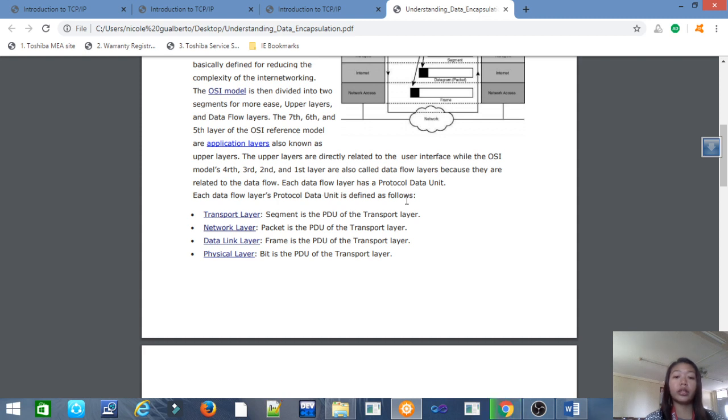Each data flow layer has a protocol data unit, and each data flow layer's protocol data unit is defined as follows. We have the transport layer: segment is the PDU of the transport layer. Network layer: packet is the PDU of the network layer. Data link layer: frame is the PDU of the data link layer, and then physical layer: bit is the PDU of the physical layer.